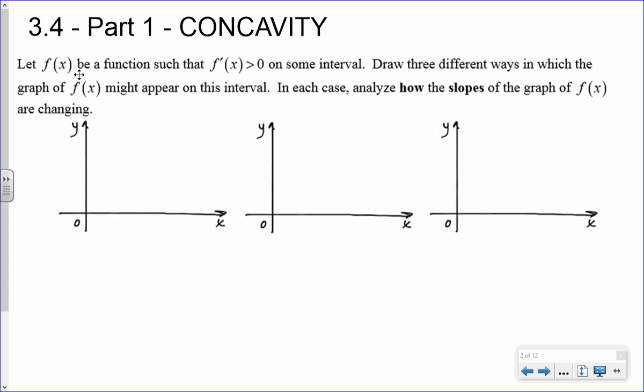All right, this is what I want you to do. As a pod, come up with 3 graphs. Draw 3 graphs in ways that f of x appears differently. And I want you to talk about the slopes and how the slopes are changing. So draw 3 graphs and talk with your pod about how the slopes are changing. Not what the slopes are, but how they're changing. Go.